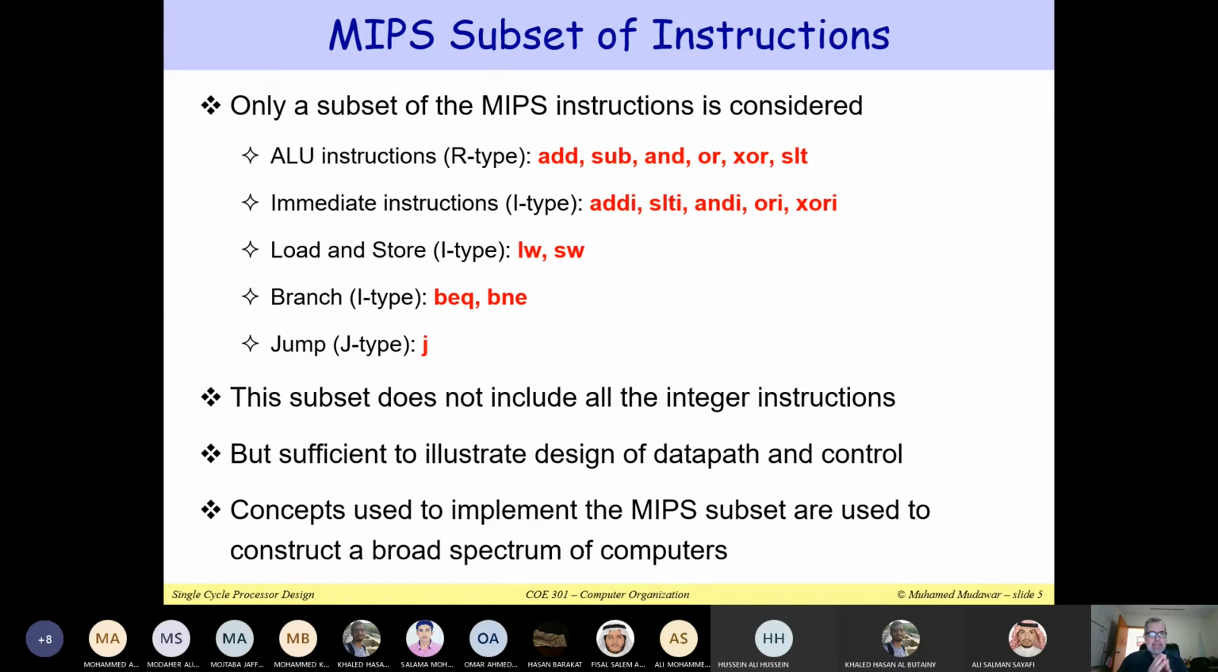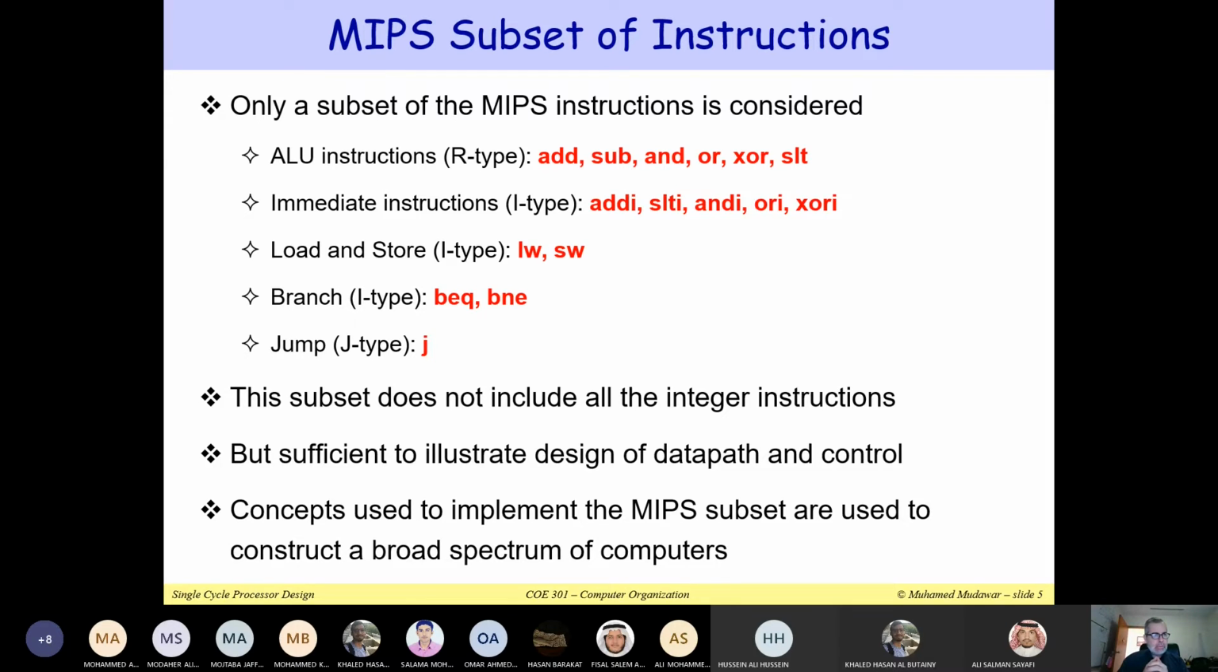So the point here is that we do not want to implement every instruction that exists in the MIPS instruction set. We would like to keep the instructions to a minimal number, which is sufficient to illustrate the design of the data path and control. These instructions will illustrate how we can design data path and control without going into the details of every instruction that exists in the instruction set.